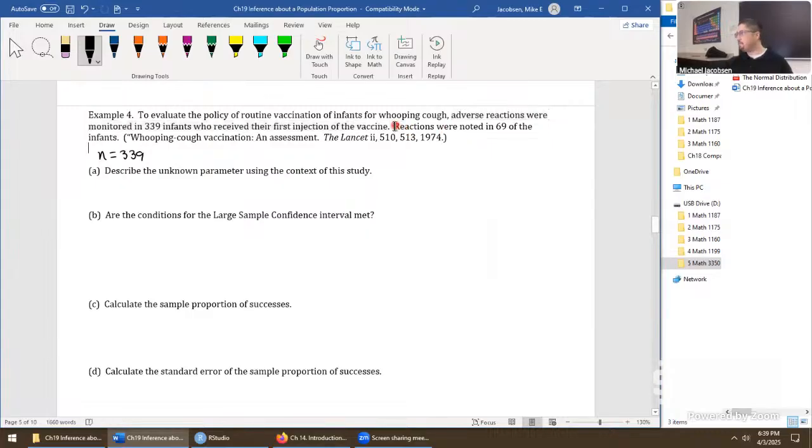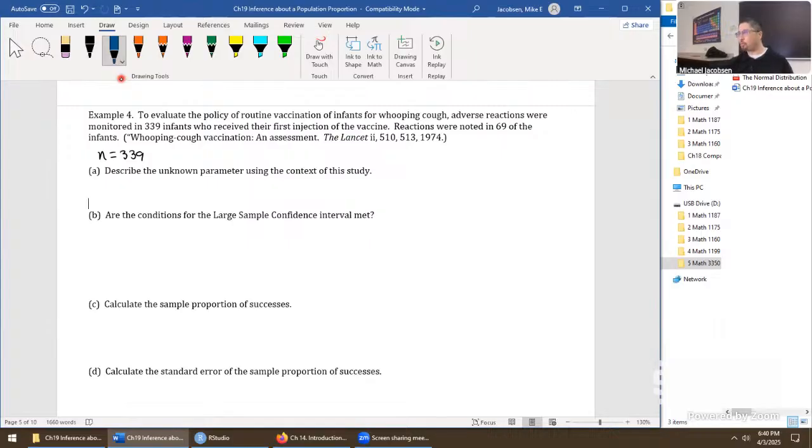We're now told reactions were noted in 69 of the infants. We don't know the severity of these reactions. They could be really, really mild, fussy child to really upset child in an ICU. We're not too sure. We'd have to buy and read that article to get better information. We just know 69 kids had a reaction. So what does that tell us?